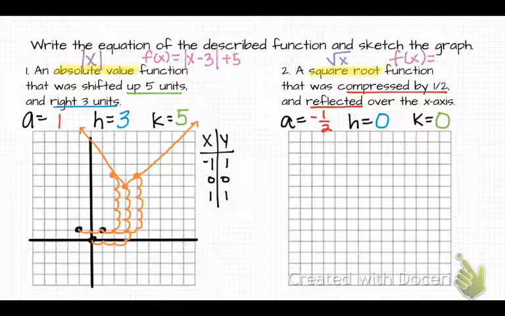Negative 1/2. Okay, then what else, Jacob? Square root of x. Now, if you did a -0 for h and a +0 for k, is that okay? Can you do that? You can. You're not wrong, but this way is going to be the way we normally write it.